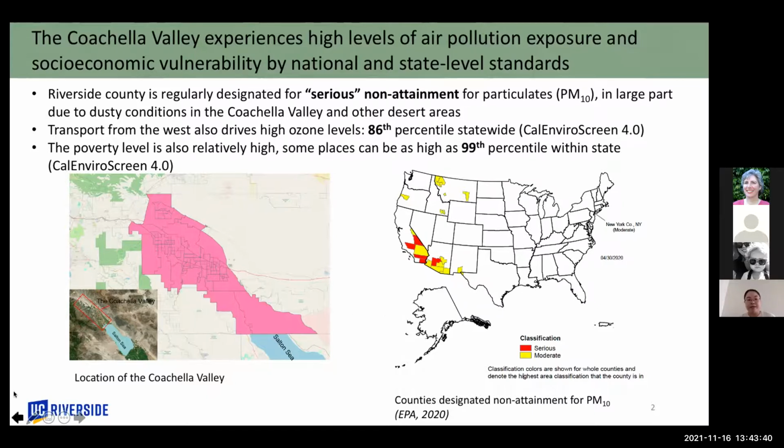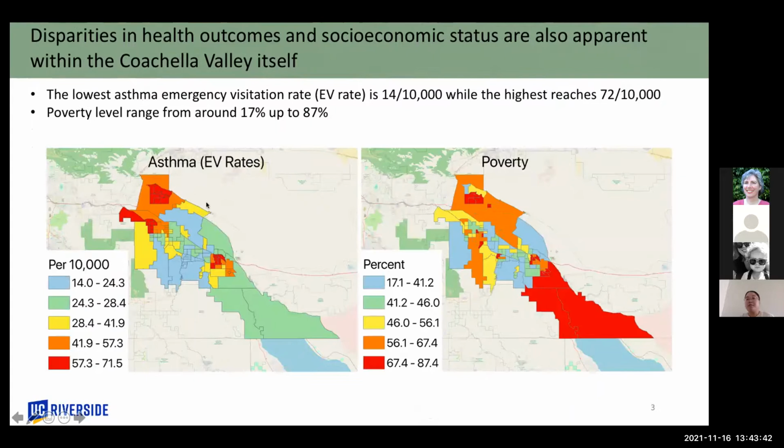Beyond these facts, the disparities in the health outcomes and the socioeconomic status are also very apparent within the Coachella Valley itself. So for example, the lowest asthma emergency visitation rate is around 14 per 10,000, while the highest reaches around 72 per 10,000. Also, the poverty level range is very broad, starting from around 70% and going up to 87%.